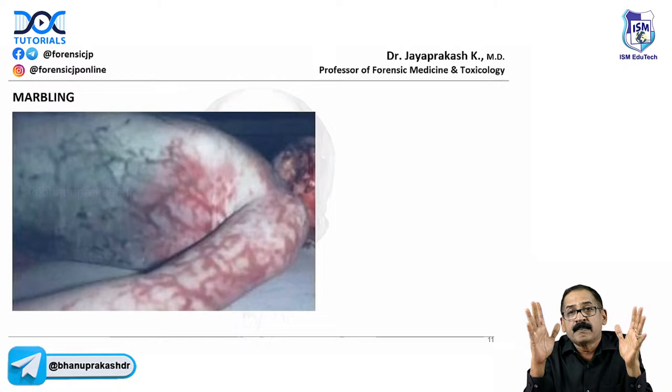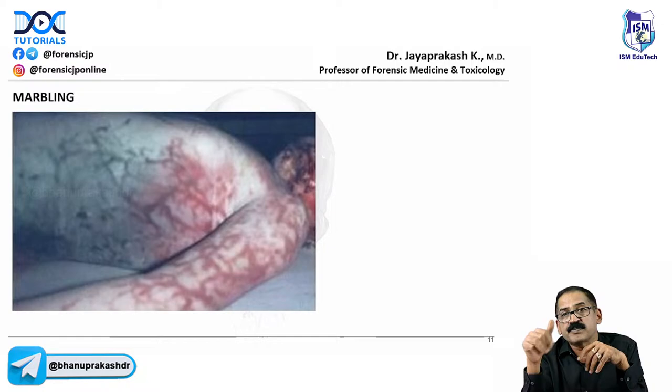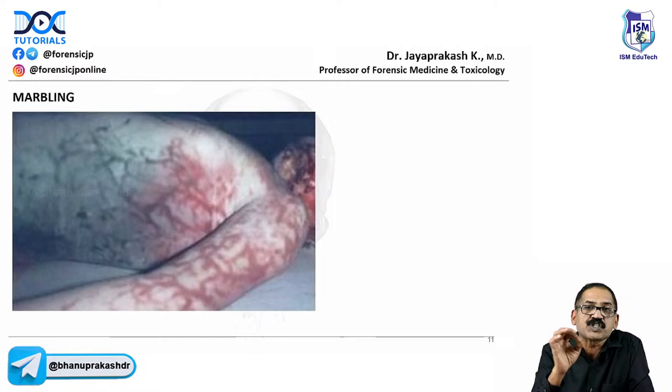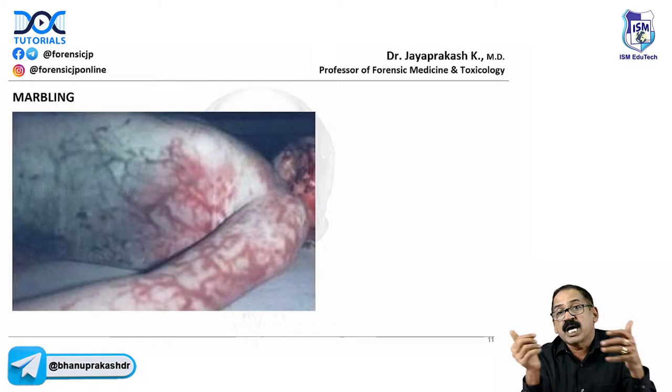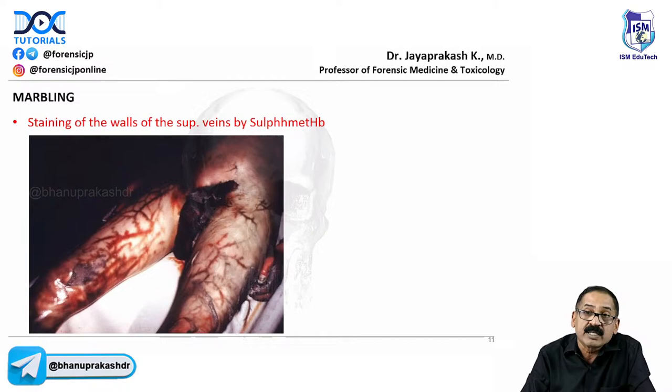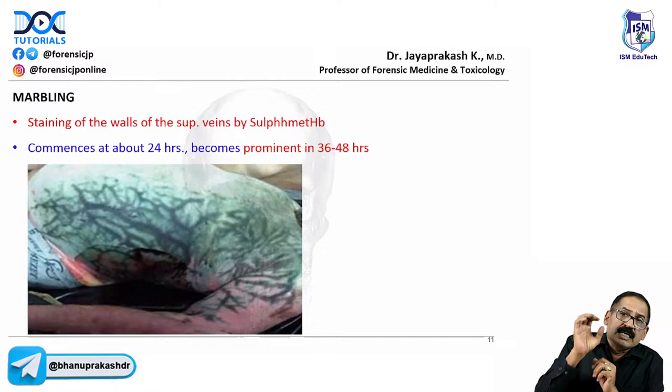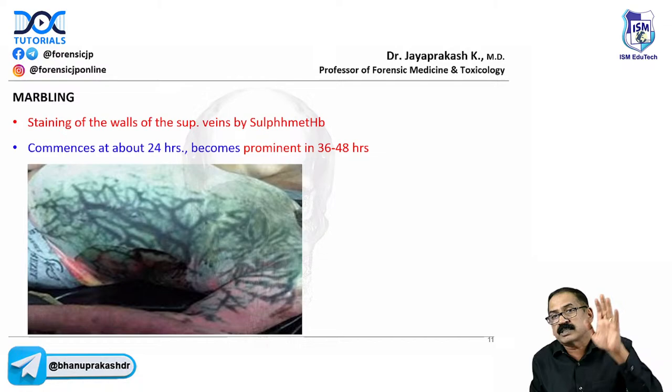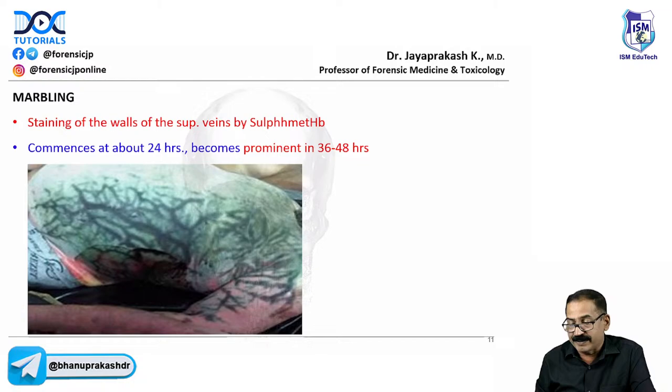Once the person dies, decomposition starts, then putrefaction starts. In putrefaction, the main culprit bacterium is Clostridium perfringens or Clostridium welchii, which liberates hydrogen sulfide. The hydrogen sulfide combines with hemoglobin and forms sulfmethemoglobin. The sulfmethemoglobin stains the walls of superficial veins, as you see in this picture. It starts in about 24 hours, but becomes prominent in about 36 to 48 hours. It starts, but is not visible. Not visible. Now look here.